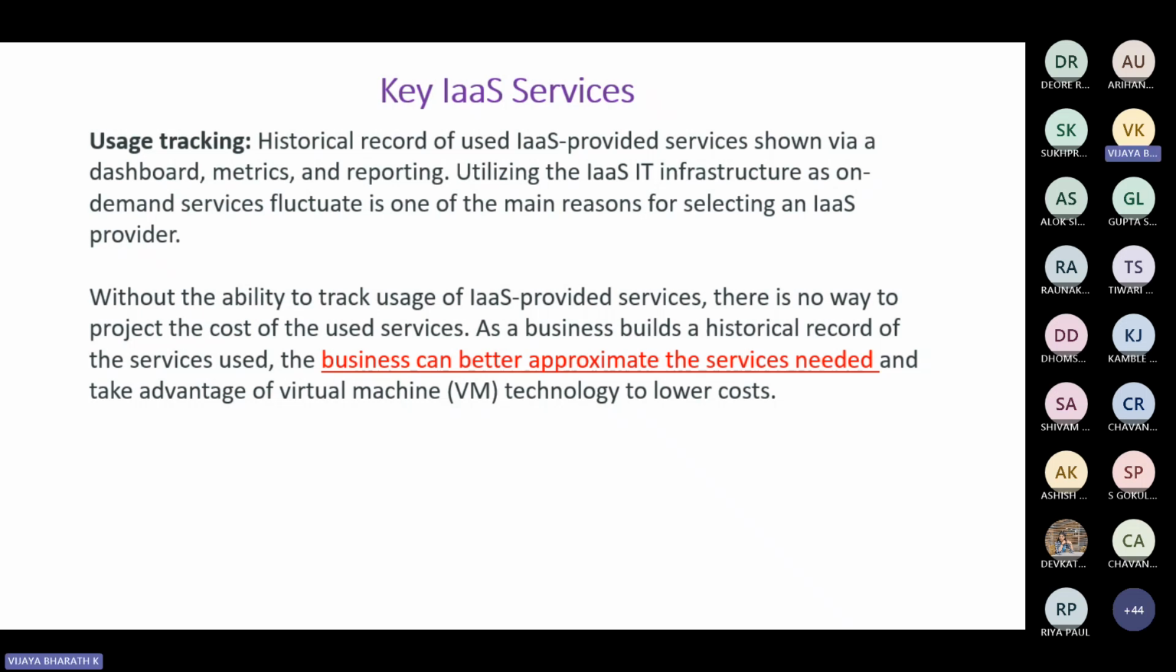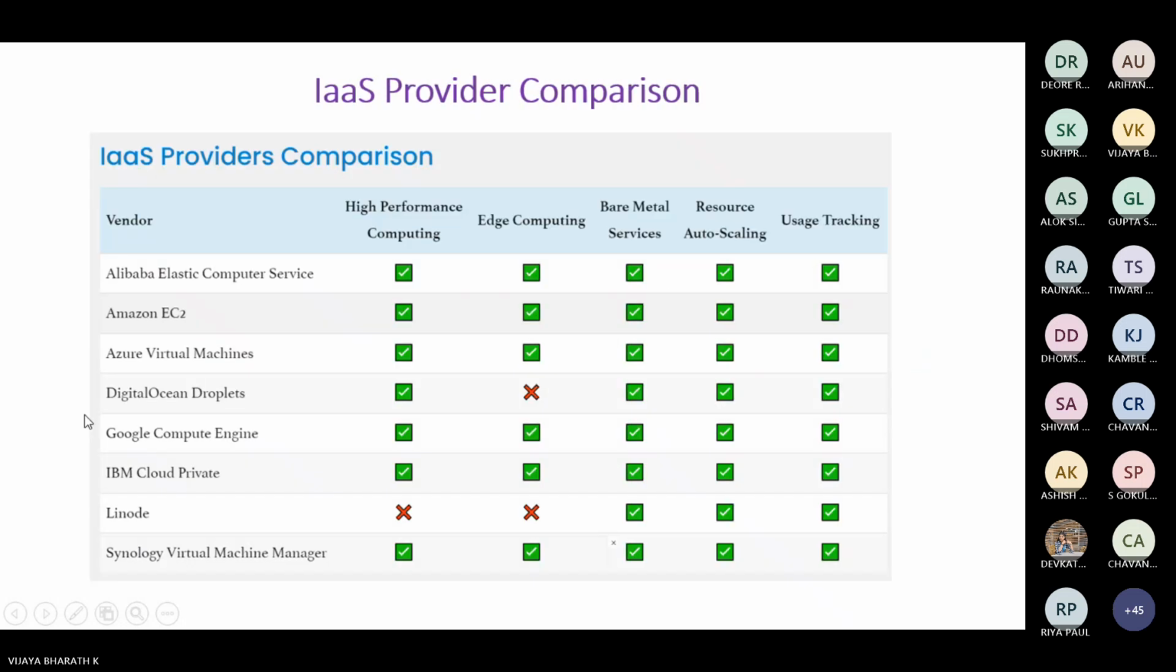So without the ability to track the usage, you will not be able to track the project cost as well. Let's say you are running 100 plus VMs on cloud and a lot of people are working. Even though your performance is hitting, why is it hitting? You should compare how we can take it forward by looking at the historical records of the services used. So now you can see IaaS provider comparison.